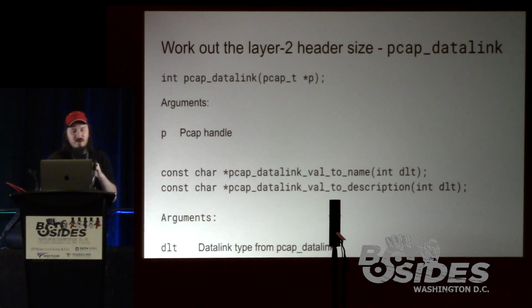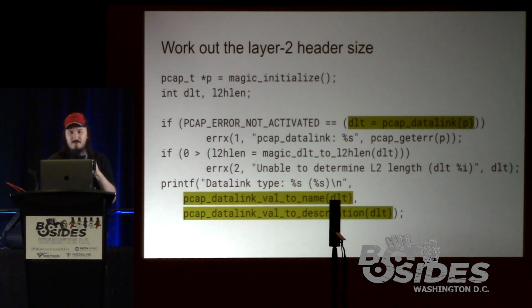And also, you're not really guaranteed to get Ethernet. It turns out that if you're dumping on loopback, you'll get a different size layer 2 header. If you're dumping on any virtual pseudo interface, you'll get a strange layer 2 header. So pcap_datalink_val_to_name and description will give you a nice way to get that. Looks about like that.